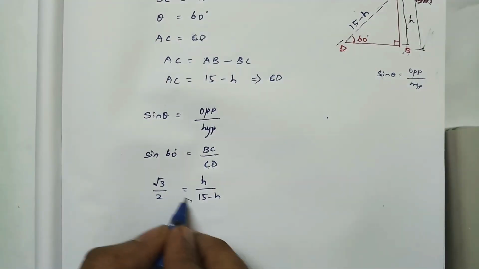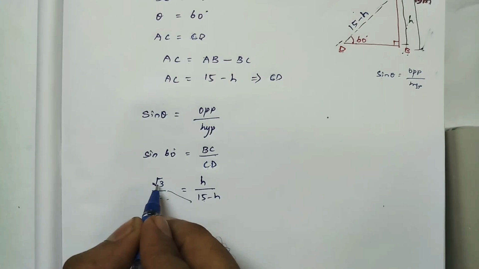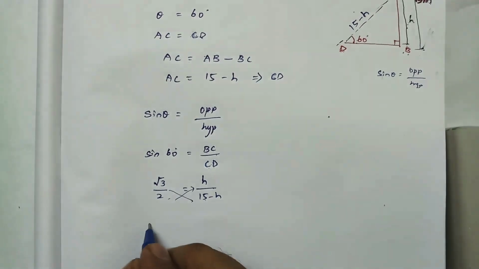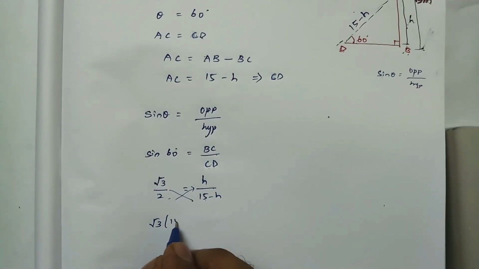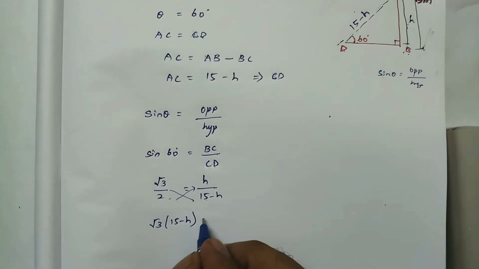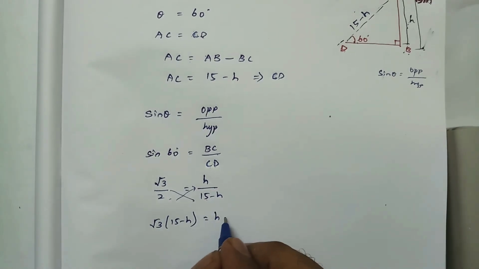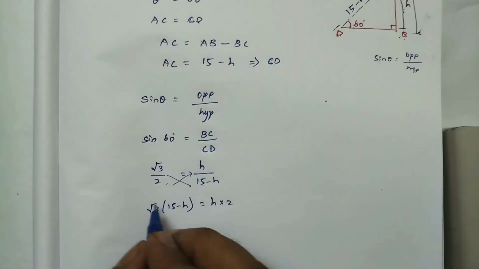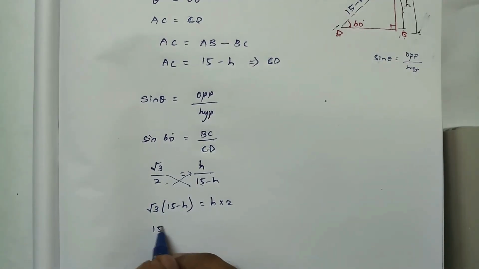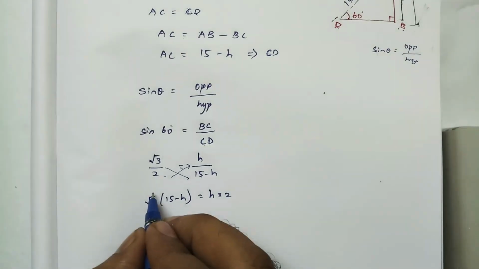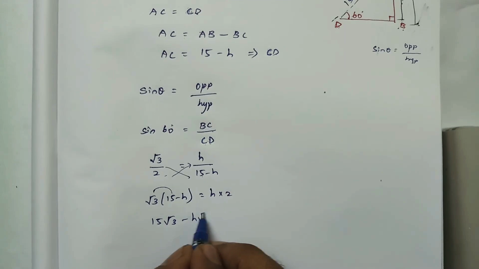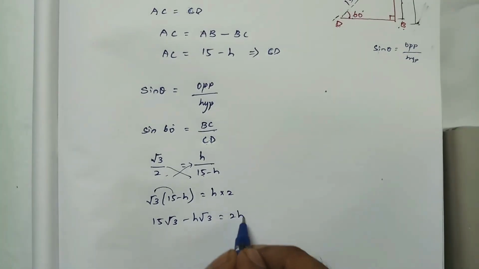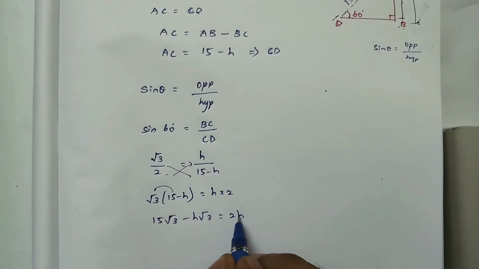Now do the cross multiplication. I'm taking the 15 minus H to the LHS and 2 to the RHS. So root 3 into 15 minus H is equal to H into 2. Just multiply root 3 inside: 15 root 3, that is 15 into root 3 minus H root 3 is equal to 2H.